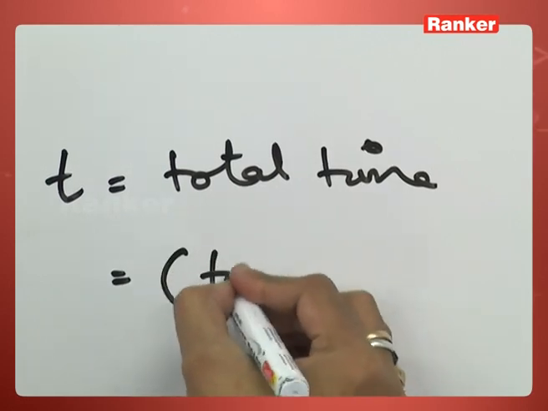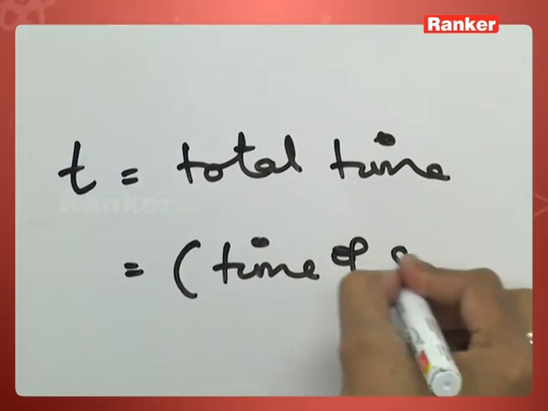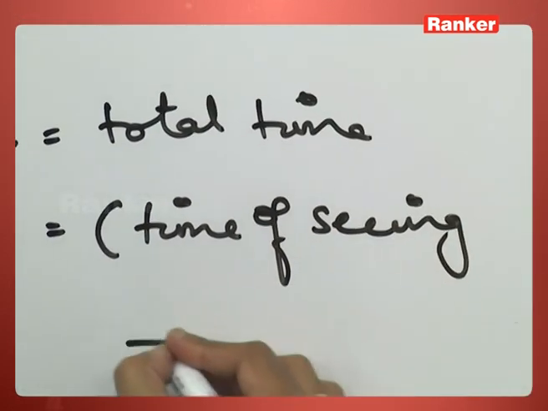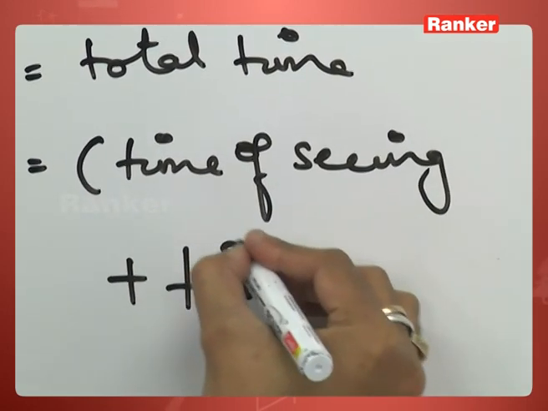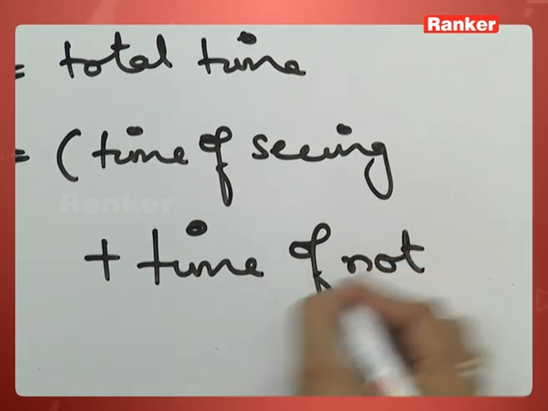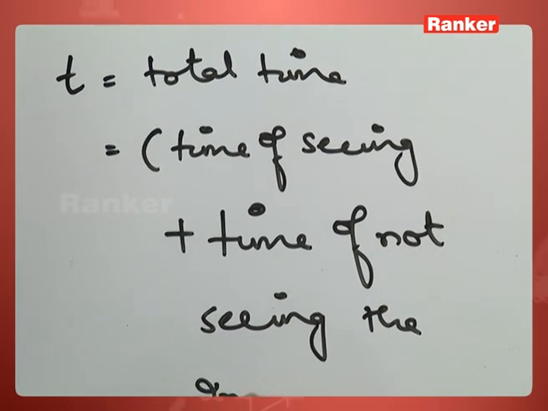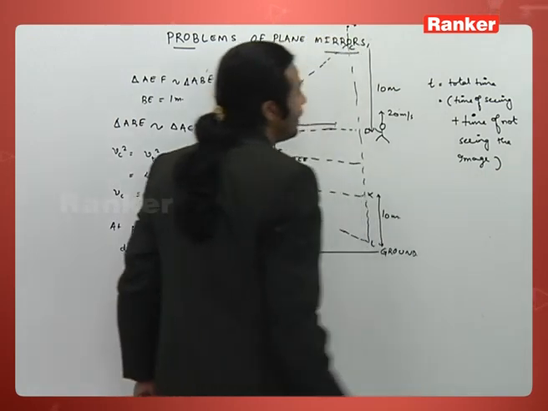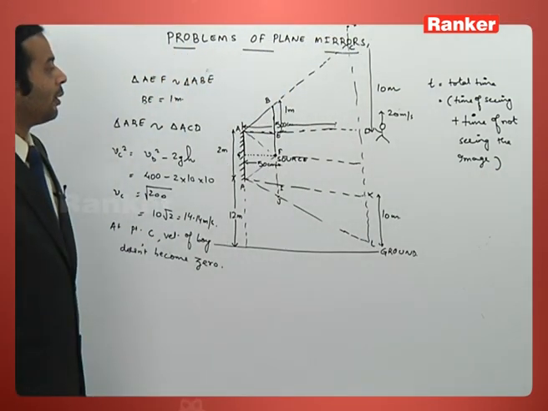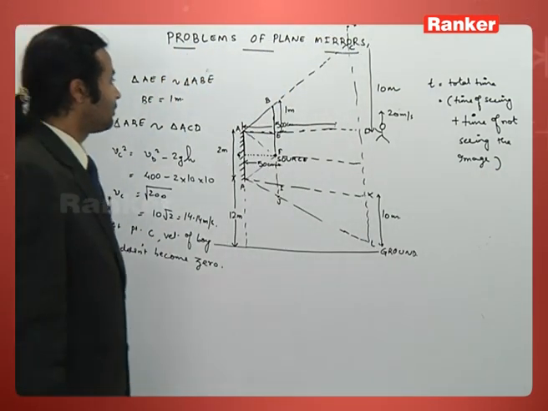Total time means time of seeing plus time of not seeing the image. Time of seeing plus time of not seeing the image.